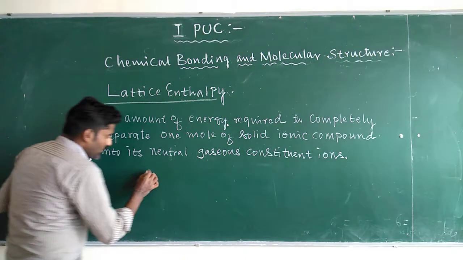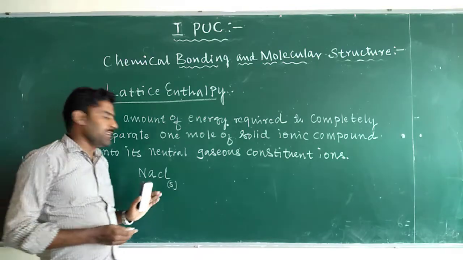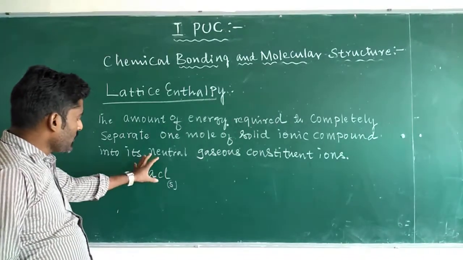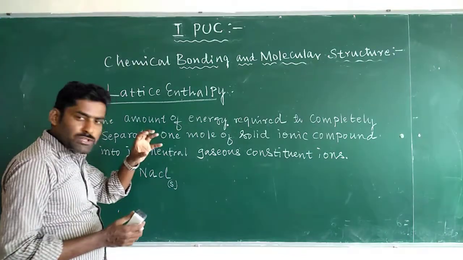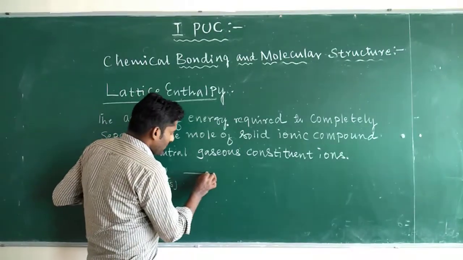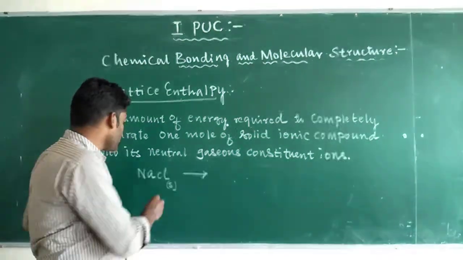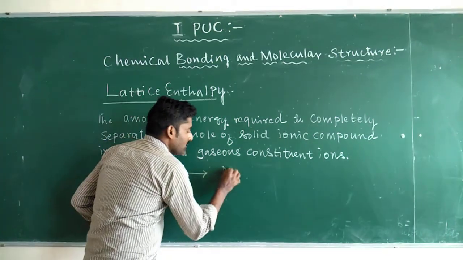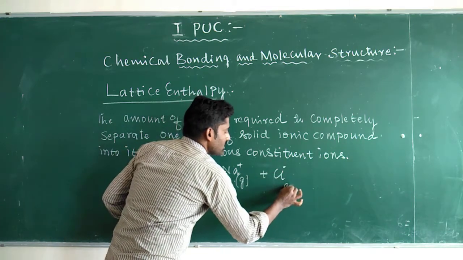Let us take an example. Sodium chloride is one mole of solid ionic compound. In this sodium chloride, Na plus and Cl minus ions are electrostatically attracted to form an ionic bond. Now, from this sodium chloride, let us break the electrostatic force of attraction present between Na plus and Cl minus to form Na plus gaseous ion and Cl minus gaseous ion.